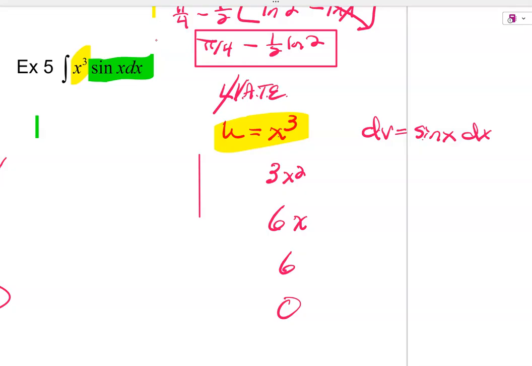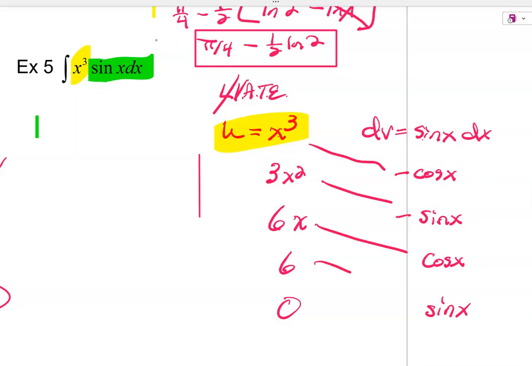What's the antiderivative of sine? Negative cosine. What's the antiderivative of negative cosine? Negative sine. What's the antiderivative of negative sine? Cosine. And finally, what's the antiderivative of cosine? Sine. Then we'll do our tic-tac-toe. And we'll say here's a plus, minus, plus, minus.